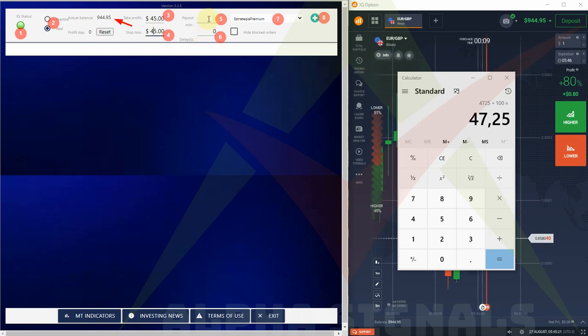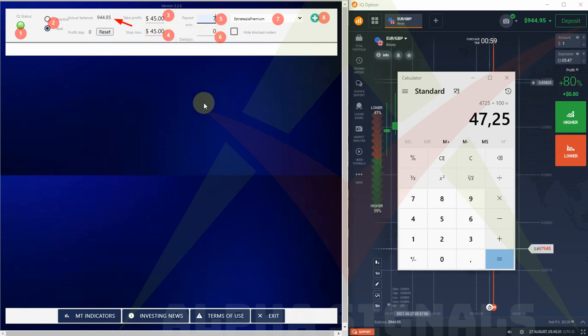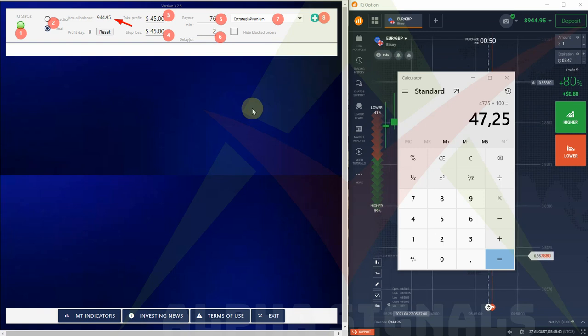Then I'm gonna now say what minimum payout do I want the market to select on my entries. Right now you can see the market is paying 80%, so I'm happy with 76. Anything 76 and above, I'm happy with that. I want a 2 seconds delay. 2 seconds is always the best delay. In other words, your entries will always be 2 seconds before the actual entry time.